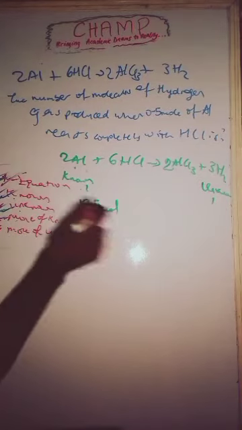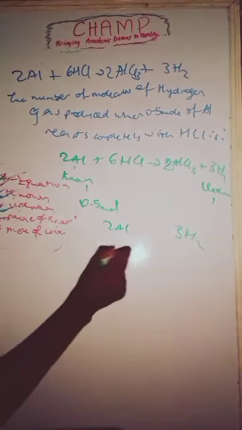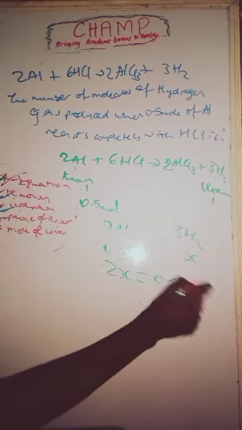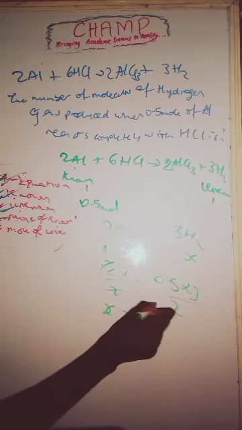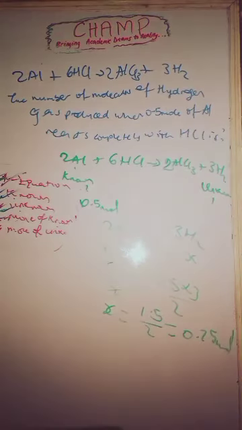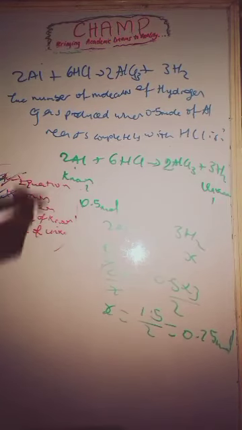So just get the mole of your unknown. This 2Al, this 3H2. If this one is 0.5, call this one x. 2 times x, that's 2x. 0.5 times 3. So divide both sides by 2. So that's 1.5 over 2. That's 0.75 mole. Do you get it now? So you've gotten the mole of your unknown too.